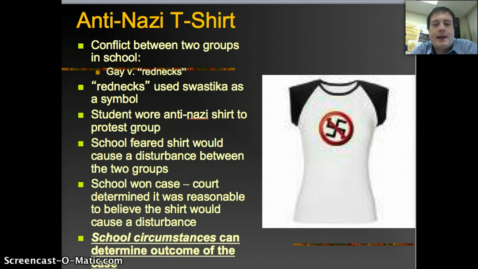Here you have a shirt with a Nazi symbol with a cancel sign around it. It was an anti-Nazi t-shirt. So what ended up happening was there was a conflict between two groups in this school. There were the gay students and the rednecks. The rednecks used the swastika as a symbol. Now the students wore anti-Nazi shirts to protest the redneck group. However, the school feared the shirt would become a disturbance between the two groups. The school won the case because the court determined it was reasonable to believe the shirt would cause a disturbance between these two groups. It was going to cause a fight.